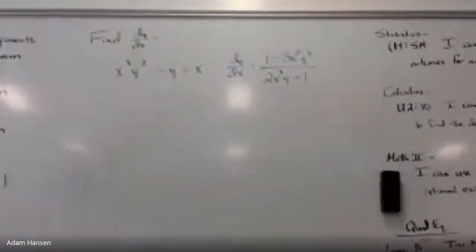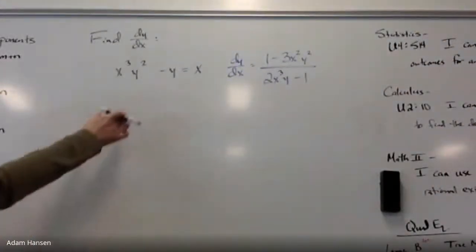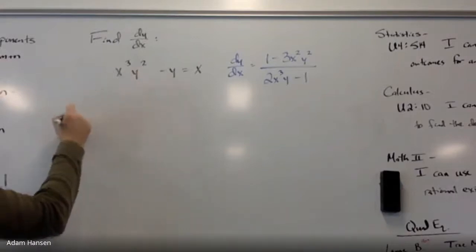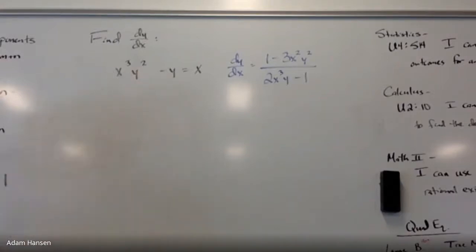Okay, x cubed y squared minus y equals x. Find the derivative of y with respect to x using the process of implicit differentiation. So for the first term, x cubed times y squared, we'll need to use product rule: first times the derivative of the second. So x cubed times the derivative of y squared. What would y squared have for its derivative?